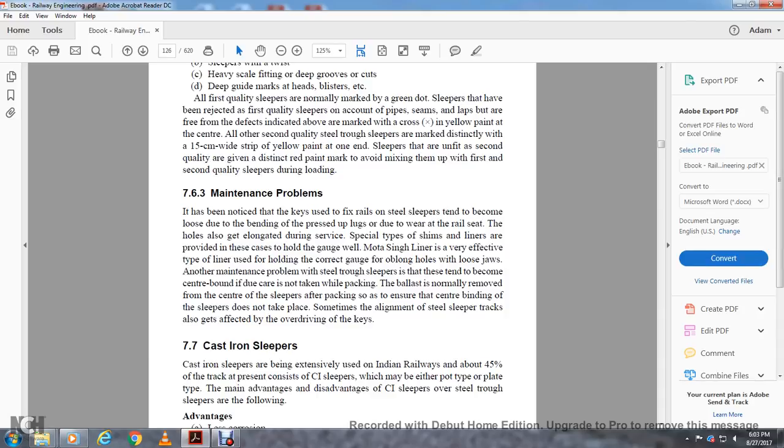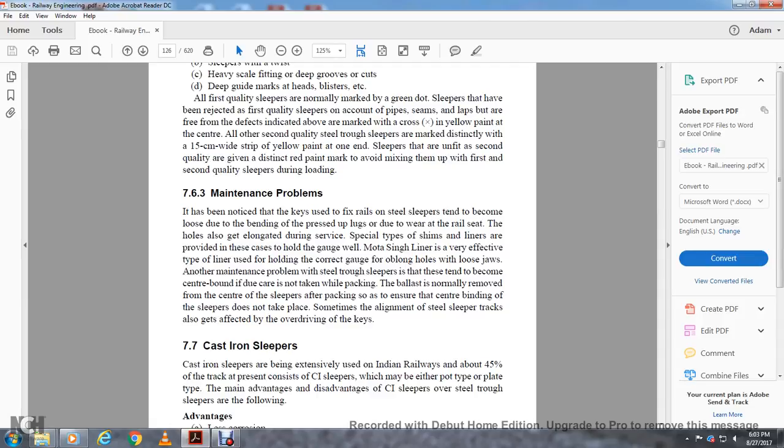Another maintenance problem is center binding in the trough sleeper, which tends to occur due to care not being taken while packing. The ballast is normally removed at the center of the sleeper after packing, to ensure that center binding of the sleeper does not take place. Sometimes the alignment of the steel sleeper track is also made effective with the overdriving of the keys.